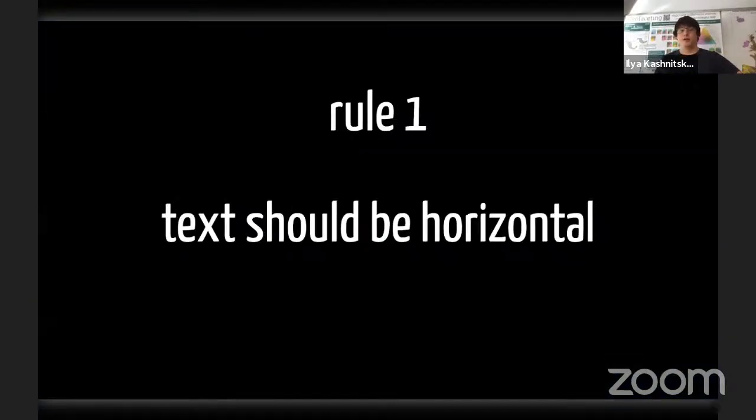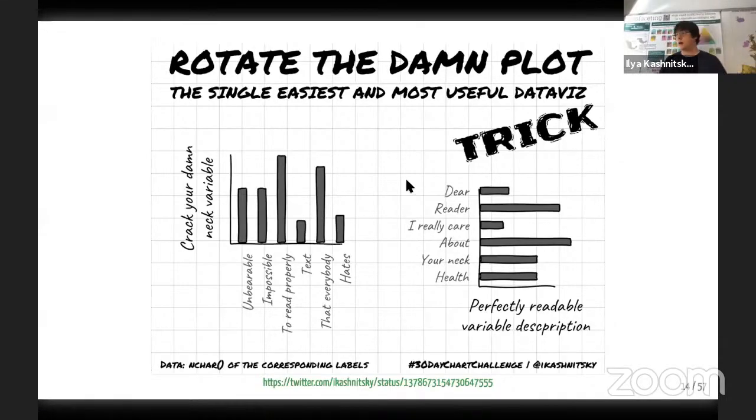Okay. Let's go to the so-called rules. So the first one that I want to put forward is that in plots, text should be horizontal. As a general rule, of course, there can be meaningful exceptions, but generally we like to read horizontal text. Nobody loves to crack their neck like this and try to read what's written at some crazy angle on your plot.